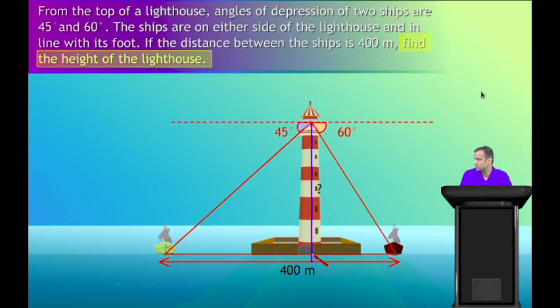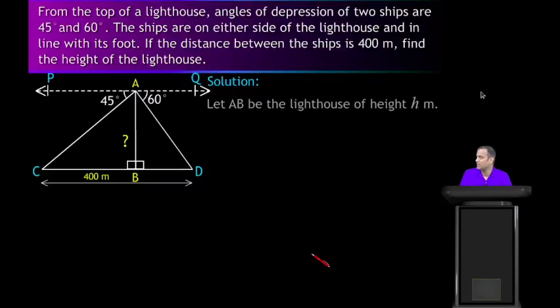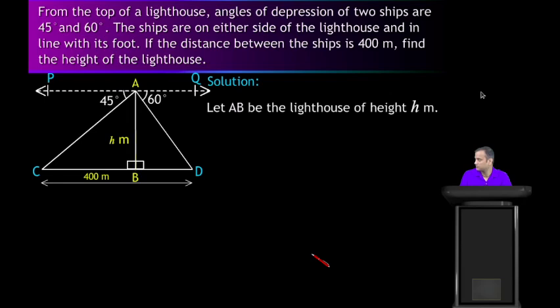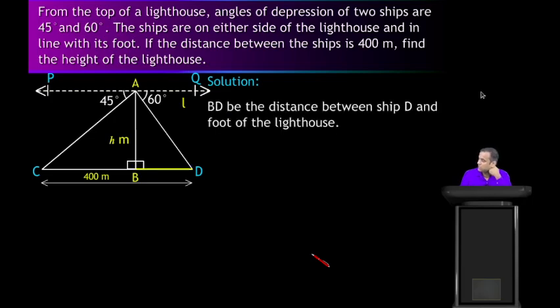So this is our tower. We have to find the height of the tower. Let AB be the lighthouse of height h meter. Then C and D be the two ships. So these are the two ships. L be the observer's horizontal line. BD be the distance between ship D and the foot of the lighthouse. So this is BD, the distance between a ship and the lighthouse.